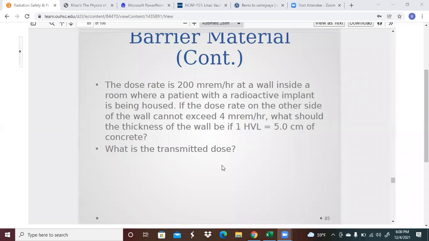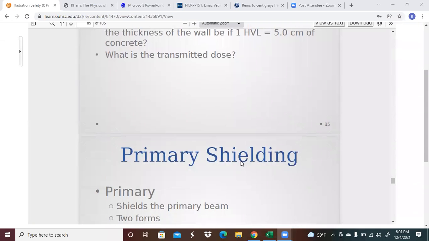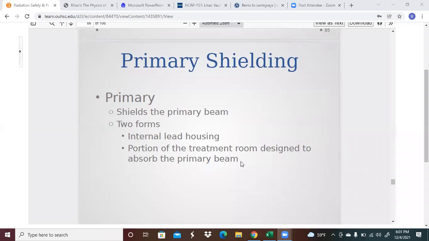Now, as far as the transmitted dose is concerned, that's going to involve a little bit more computation than what I am interested in getting into right at this particular point. I'm going to be recording some problems a little bit later where we'll touch on that particular subject.